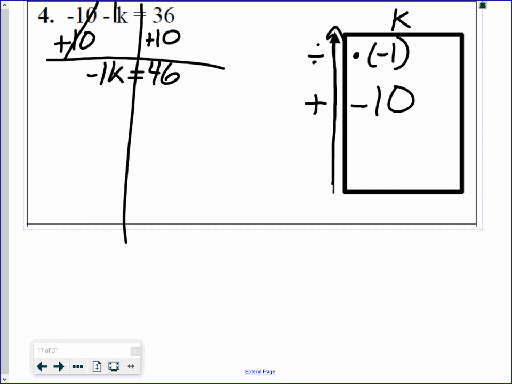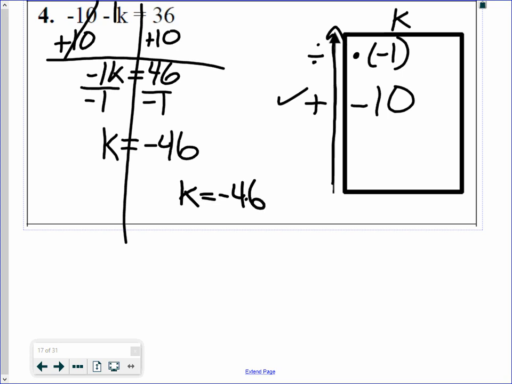And my box says, after we've added 10 to both sides, I'm going to divide by a negative 1. So let's divide by a negative 1. Divide by a negative 1. And I get that k is equal to negative 46. So if we were to write it out here, just so we can see a bit, that would be nice.